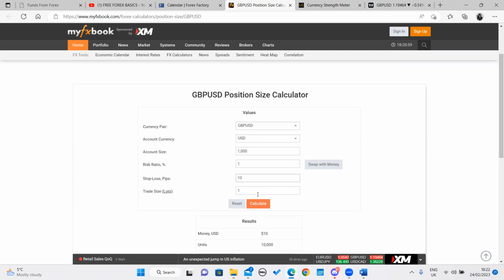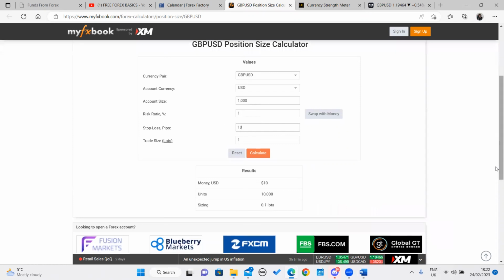And the trade size lots, you just stick that as 1. And then you press calculate, and it'll come up there. So it's telling you that your 1% risk is $10, which from $1,000, that's correct, it's $10. Because you've got a 10 pip stop loss, each pip is going to be worth $1, which is a 0.10 in lot size. It hasn't got the 0 there, but it's a 0.10, which is 10,000 units.